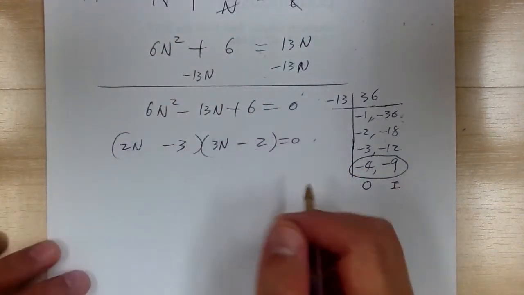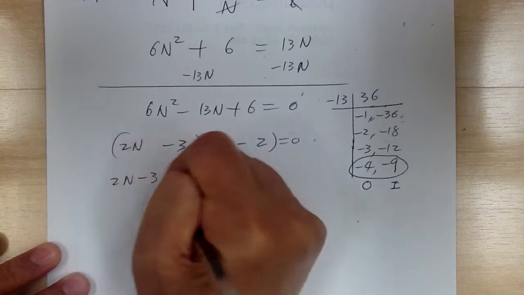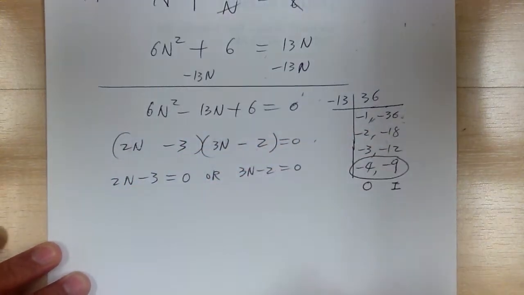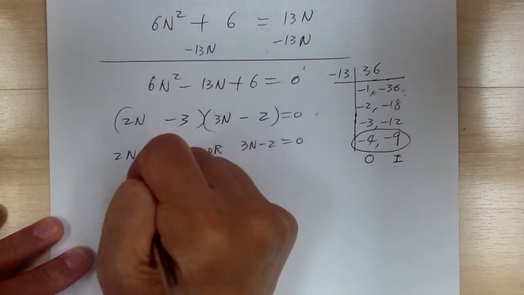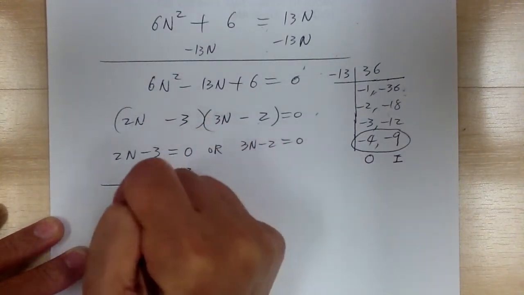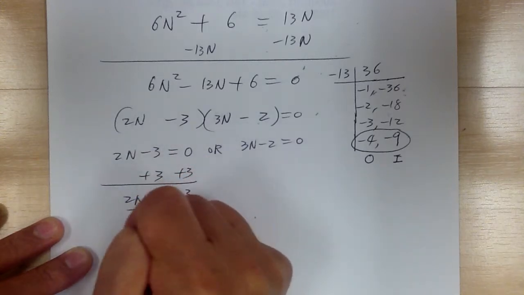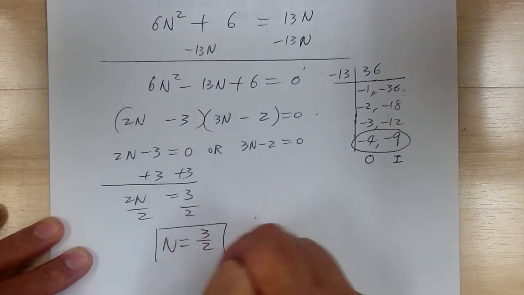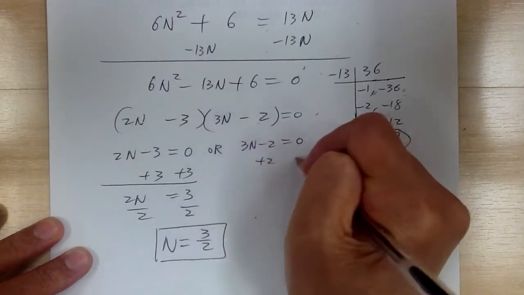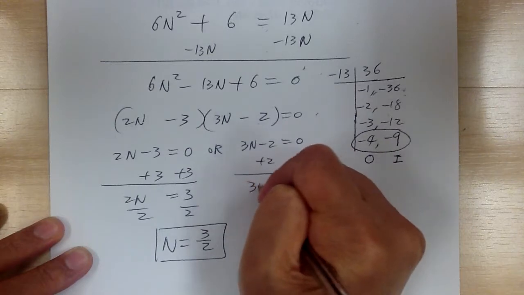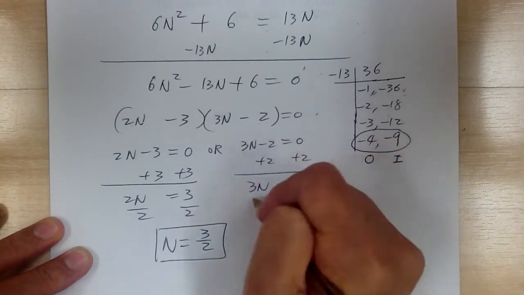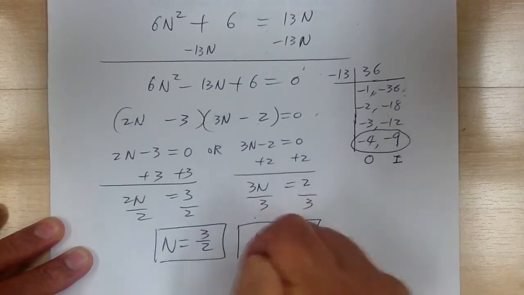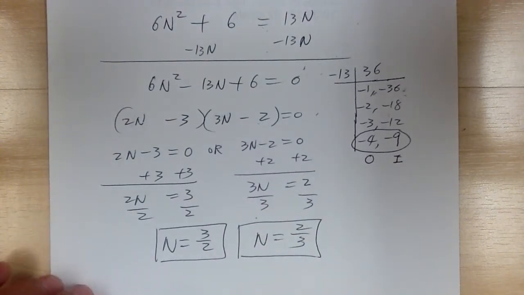So from here you go and solve. So you got 2n minus 3 equal to 0, or 3n minus 2 equal to 0. So plus 3, you got 2n equal to 3, divide by 2, divide by 2. So n equal to 3 over 2. Or plus 2 on both sides. So you got 3n equal to 2, divide by 3, divide by 3. So n equal to 2 over 3. So those are your two answers.